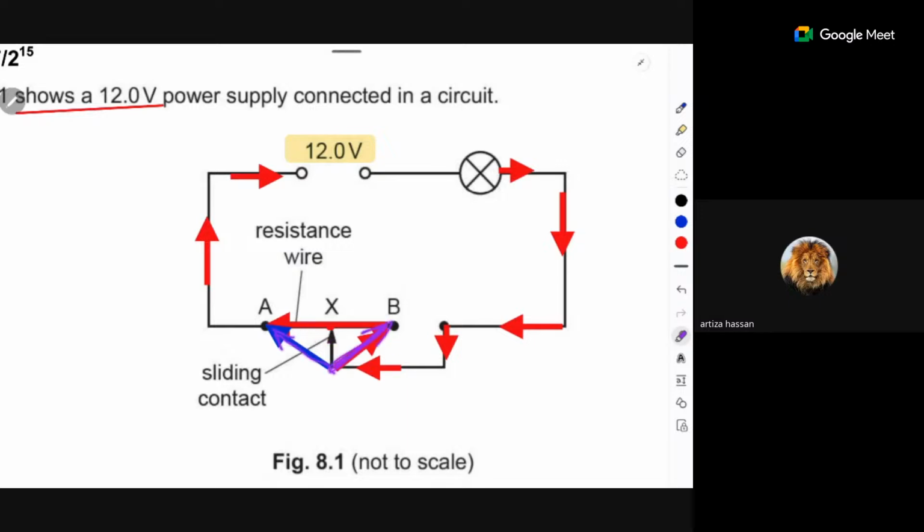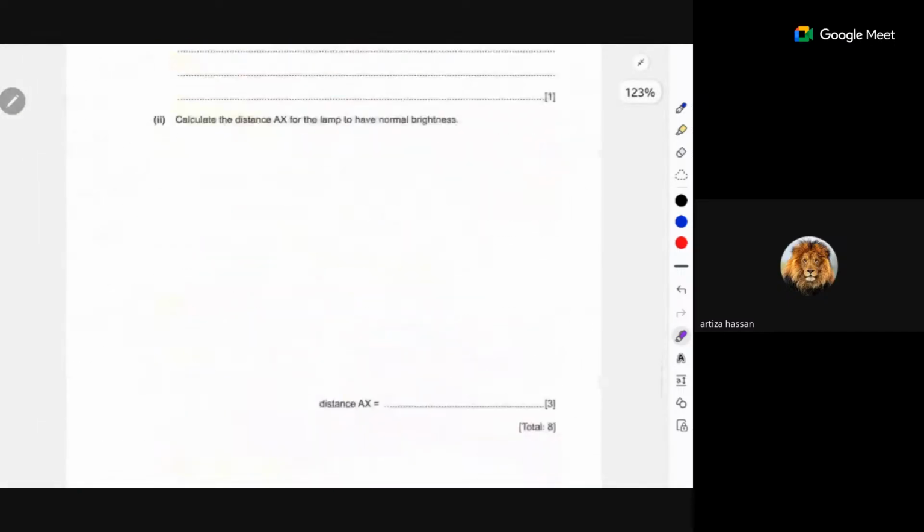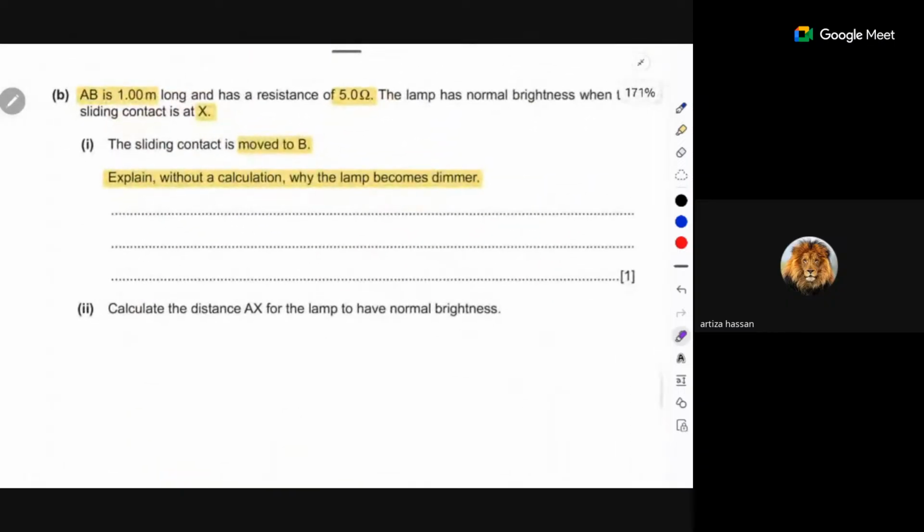When it is connected to B, more resistance is in the path, so less current. And when connected to A, it is not mandatory that you always get the same question. The slider can move from X to B, and it can also move from X to A. Then you have less resistance, more current, and the brightness will be more. So moving on, this is a 1 mark answer.